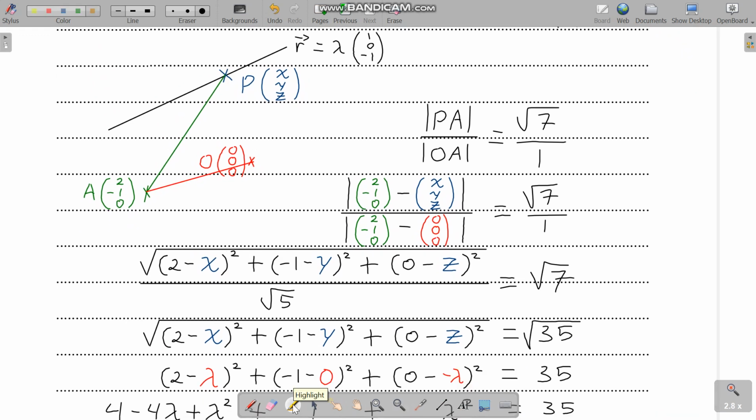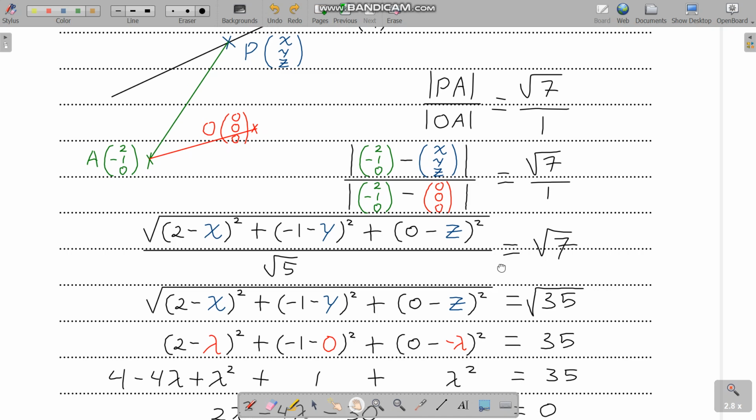So what is PA? PA is the coordinates of A minus the coordinates of P. OA is the coordinates of A minus the coordinates of O, or simply just the coordinates of A. So we subtract: 2 minus x, minus 1 minus y, 0 minus z, that's the vector PA. To find the magnitude, we do the square root of 2 minus x squared, plus minus 1 minus y squared, plus 0 minus z squared.